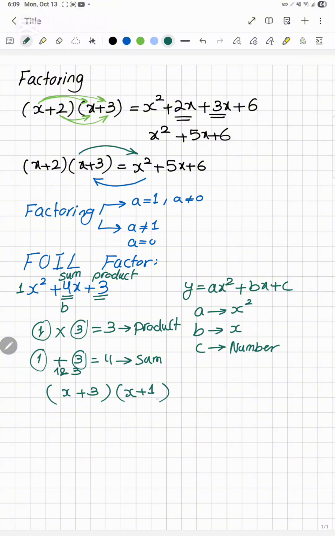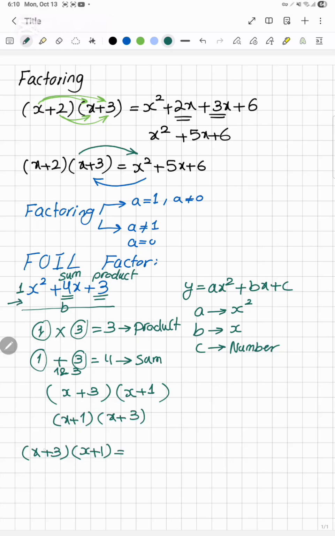So x plus 3 times x plus 1 is going to give me the exact thing as the question had given me before. So the other possible way of writing the same thing is this, which, since these two parentheses are getting multiplied, there is no difference. And if I want to check my answer, there's an easy way for me to check my answer, which is the fact that I can multiply x plus 3 and x plus 1 and see if I'm going to get the exact same thing or not.